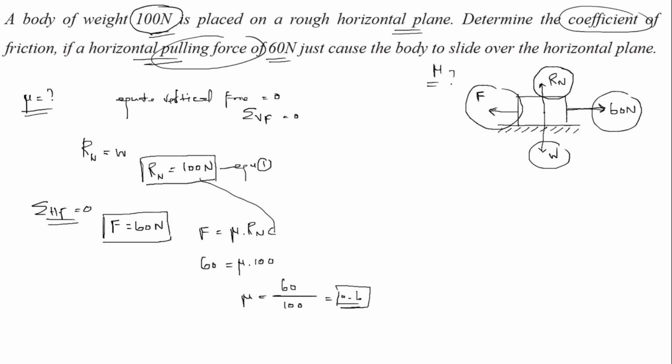So the coefficient of friction mu is equal to 0.6. Is there any unit for the coefficient of friction? No, because 60 Newton and 100 Newton, the Newton cancels, so there is no unit for the coefficient of friction. Thank you.